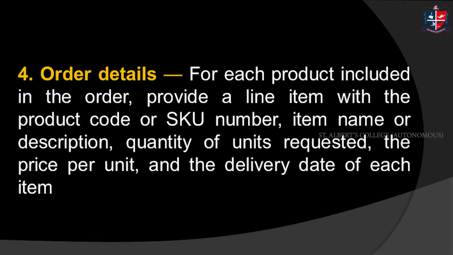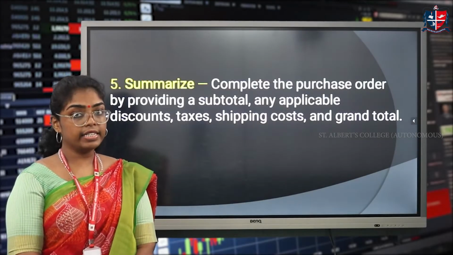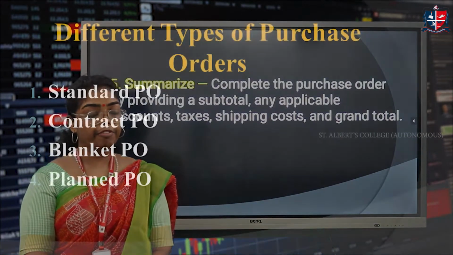The fourth one is order details. Here, the details regarding a particular order are mentioned, that is details of the products, its description, quantities bought, purchase price, SKU number, etc. The fifth one is summarizing. That is, provide details regarding the subtotal, discounts, taxes, shipping charges applicable if any.